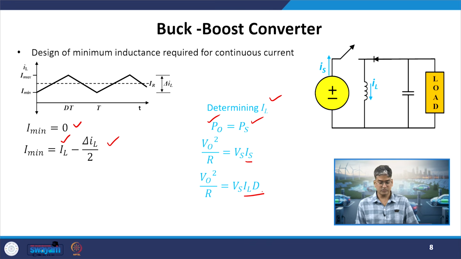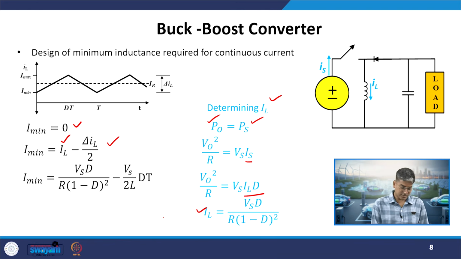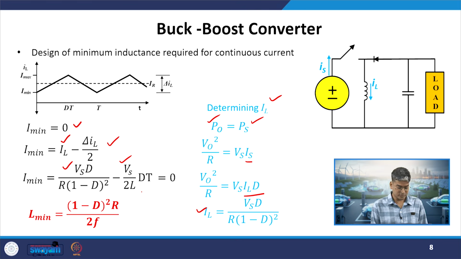The source current will be equal to IL times the duty ratio. So now IL will be given as Vs d by R into (1 minus d) squared. We will be using this in our expression for IL, and we have determined the delta IL value when the switch was in the closed condition. That is what we have replaced over here, and if I equate it to 0, I will find that L minimum will be given as (1 minus d) squared into R by 2f.